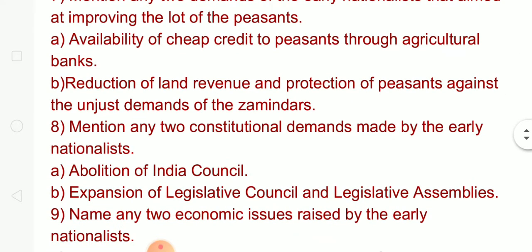Eighth question. Mention any two constitutional demands made by the early nationalists. First one, abolition of India Council. Second, expansion of legislative councils and legislative assemblies.